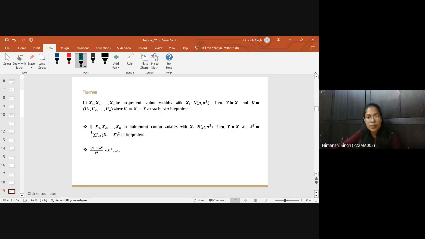So they both are statistically independent, and by using these results we also have that if X1, X2, ..., Xn are independent random variables, then Y, which is X bar, and S square, which is nothing but 1 upon n summation of Xi minus X bar whole square, are both independent.